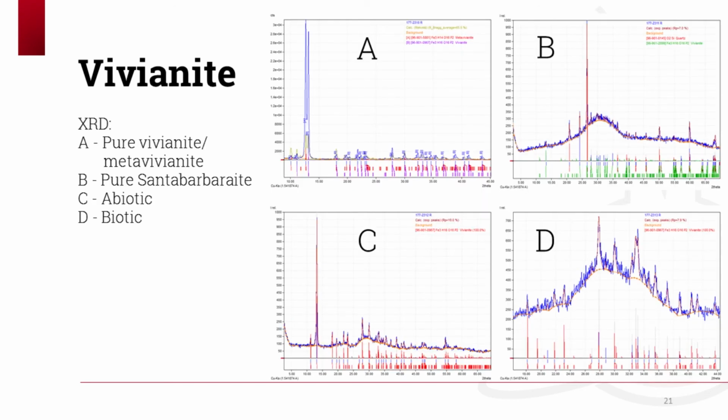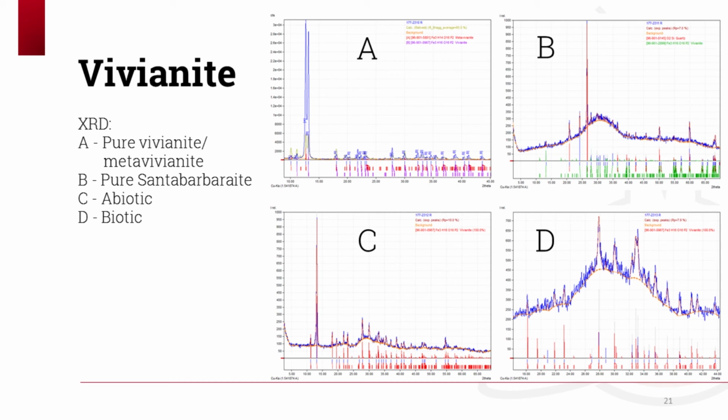To better evaluate the hypothesis of the formation of Santabarbaraite in the cultures, we made an XRD with our pure vivianite, a pure sample of Santabarbaraite, and the material left after the abiotic and biotic cultures. Graphic A shows again that our initial material is a mixture of vivianite with metavivianite. Graphic B shows a highly amorphous Santabarbaraite.